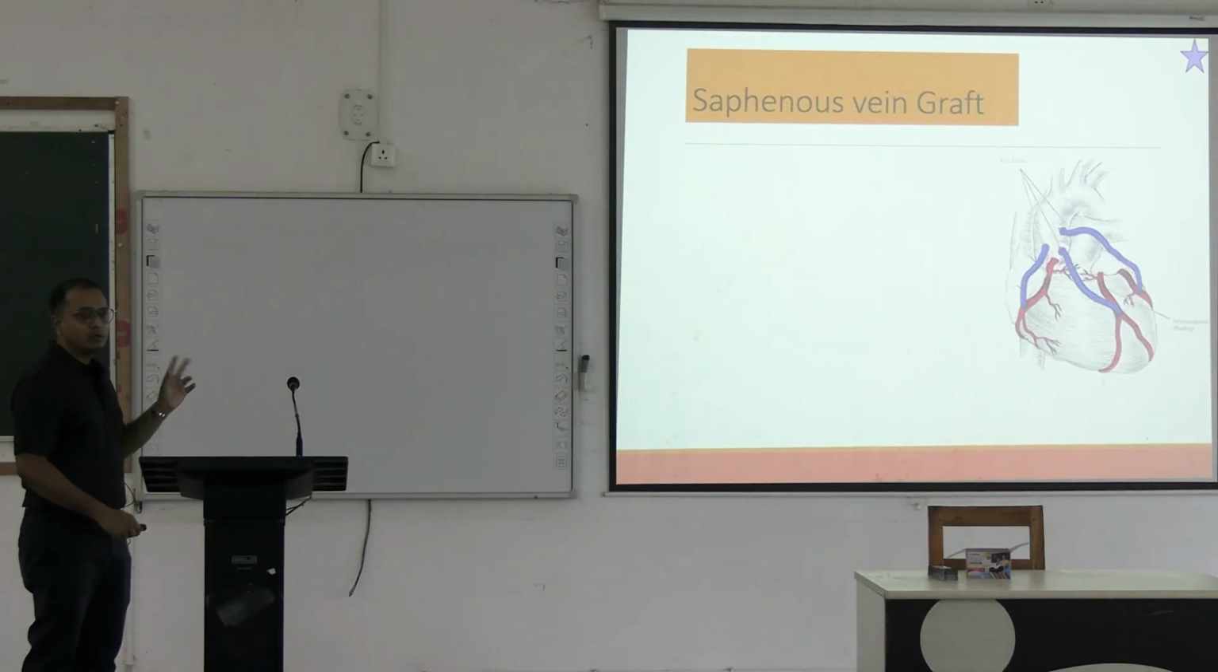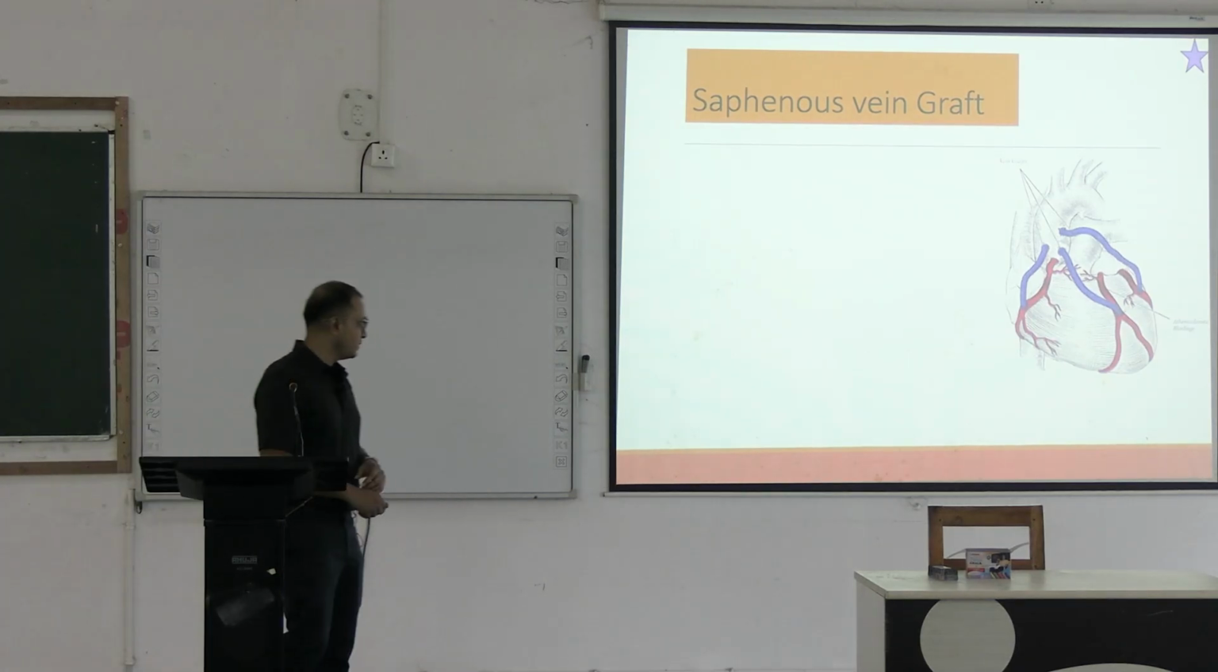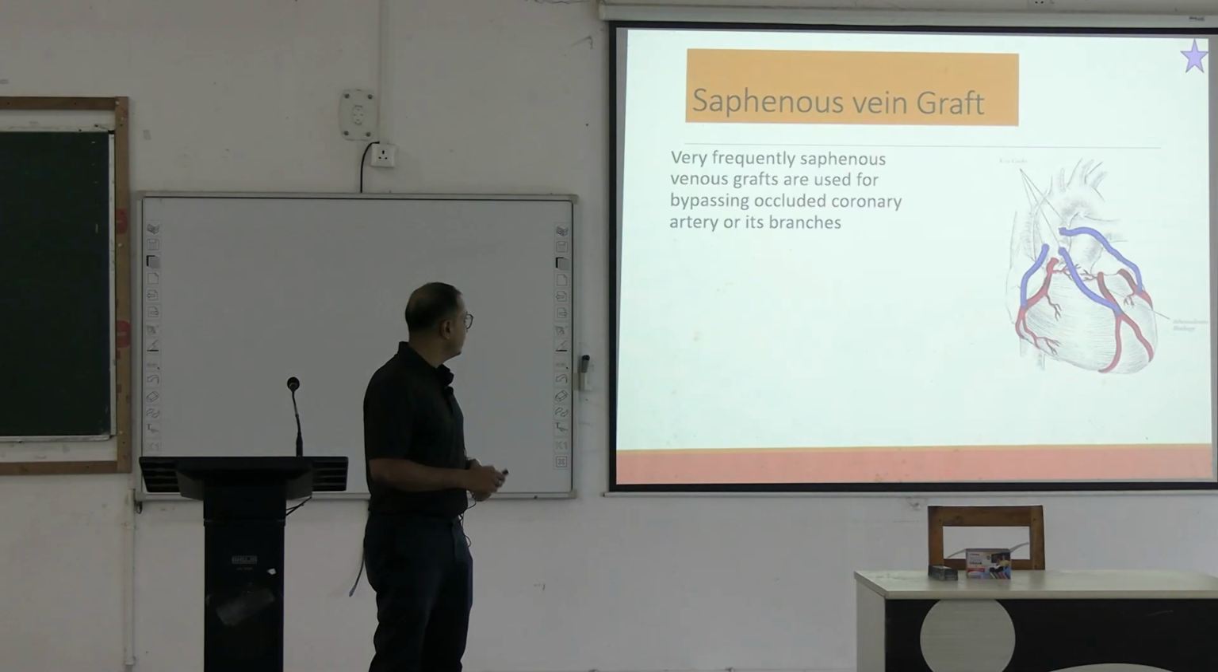Now coming to the use of the saphenous vein, which can be used for a graft. If you are creating a bypass graft, the great saphenous vein especially can be picked up and used to create a bypass graft like this, joining the coronary arteries, creating a venous graft.